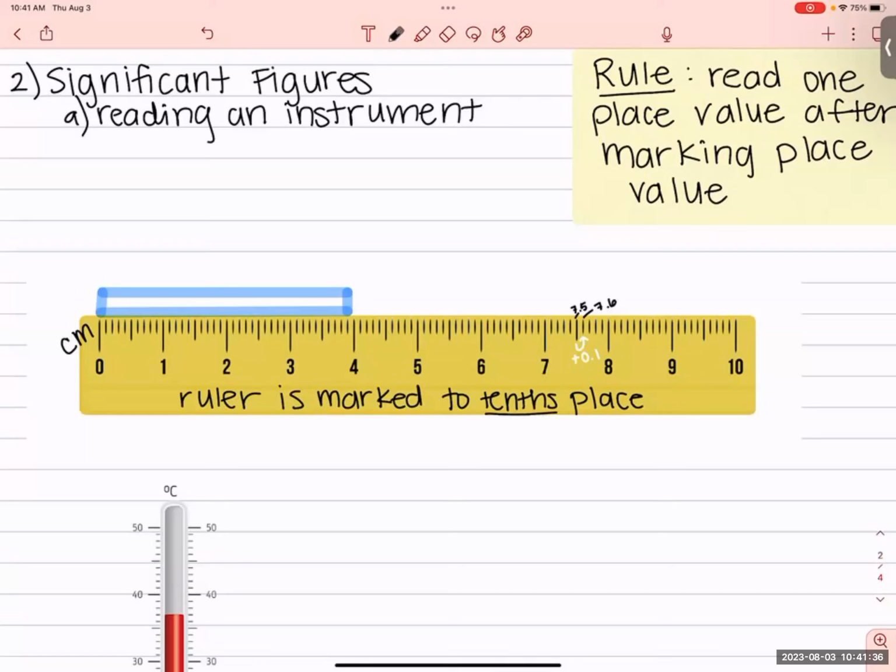So think back to your place values. What place comes after the tenths place? The hundredths place. So we need to read to the 0.01 place. So every reading on this ruler has to have 2 digits after the decimal.